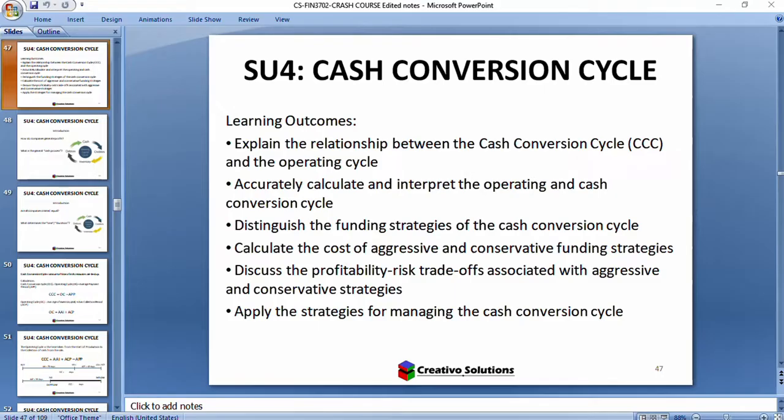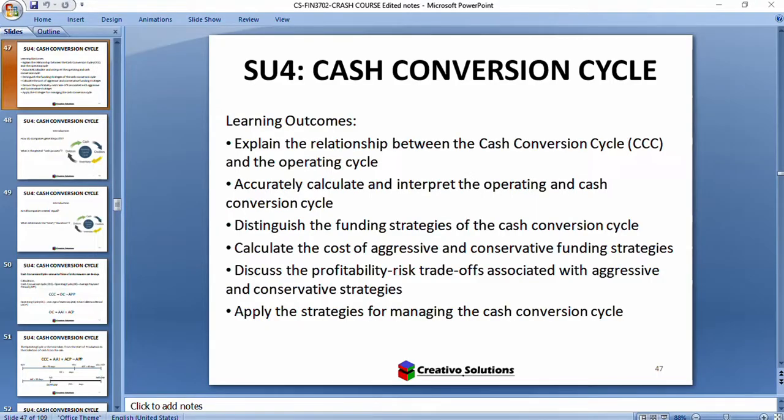We're focusing on working capital, so FIN3702. Just a bit of a recap. Remember, FIN3702 is looking at short-term financial management. In other words, you're going to be looking at things like cash, debtors, inventory, creditors, and a few other considerations.